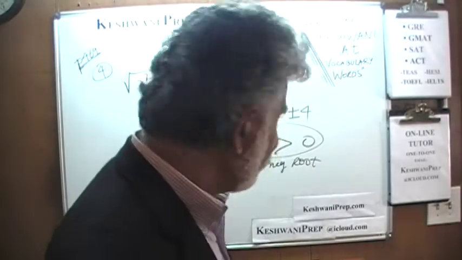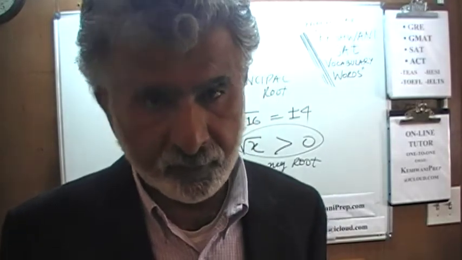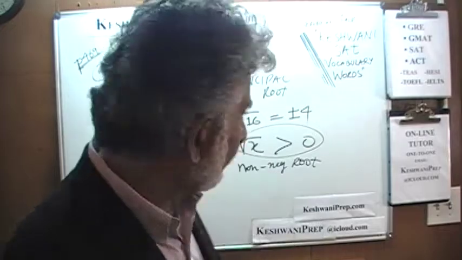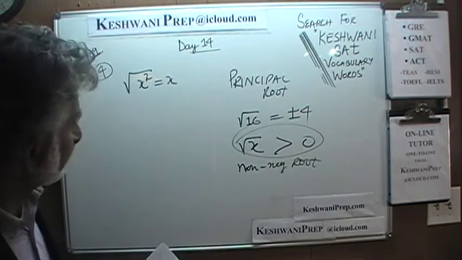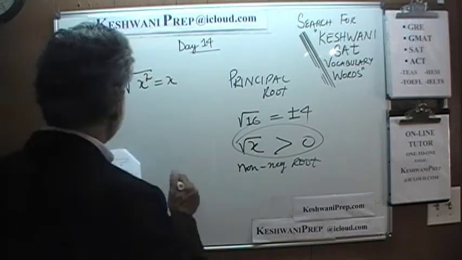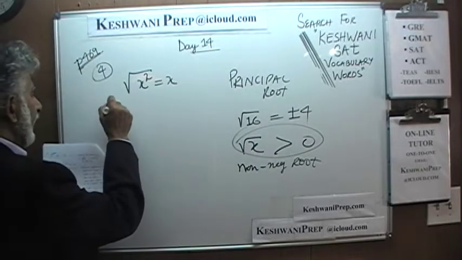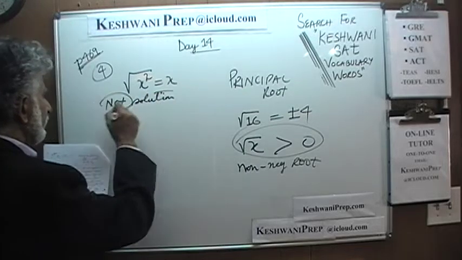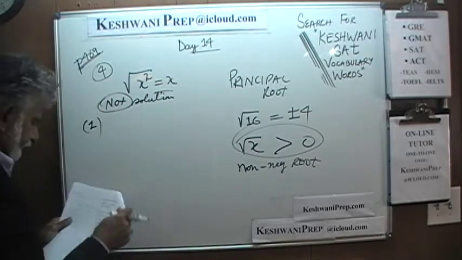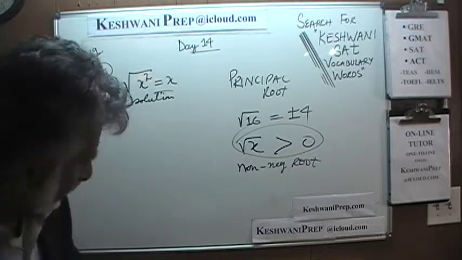Non-negative root is just a fancy way of saying that it is allowed to be zero, it just can't be negative. It can be zero or positive. That's what's going to apply here. So let's begin our process. The question is, which of the following is not a solution? Okay.